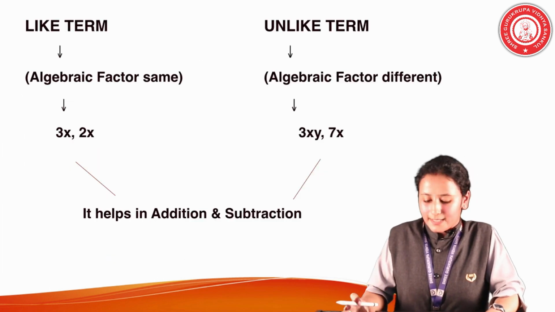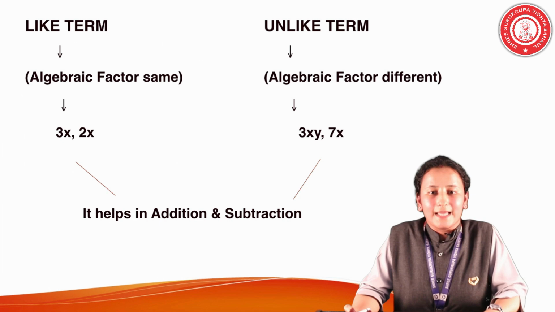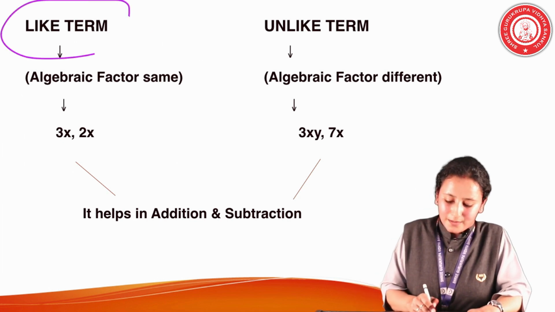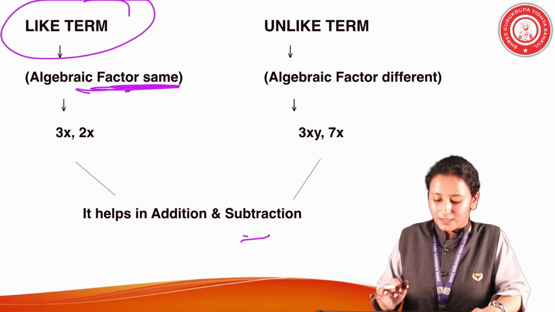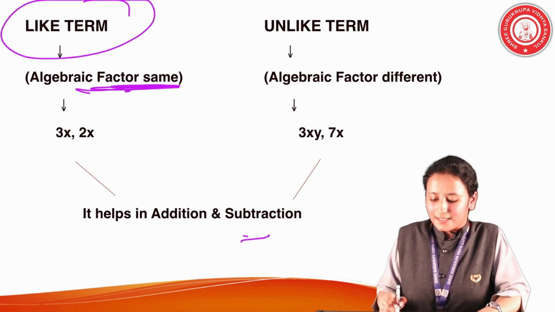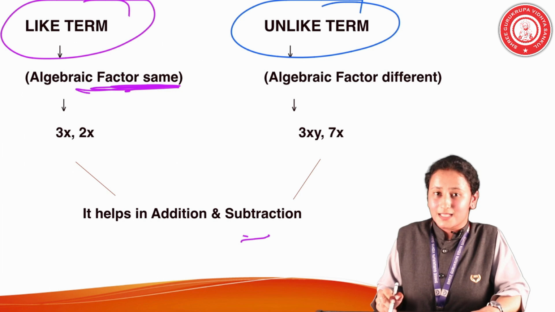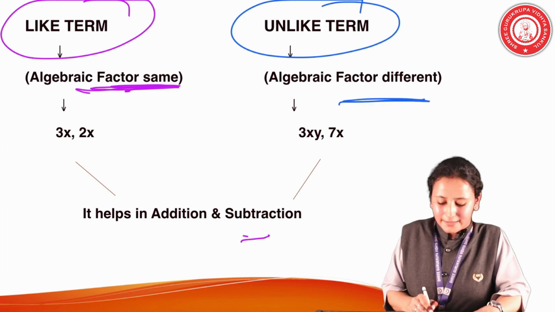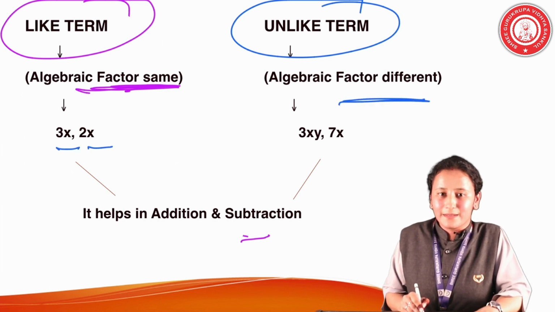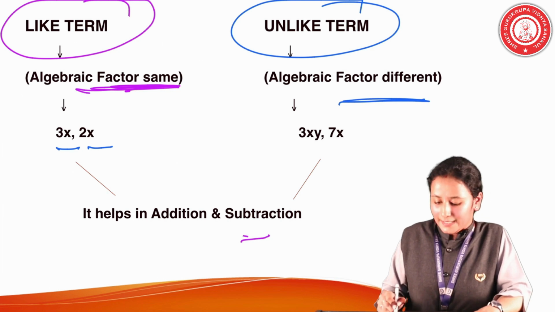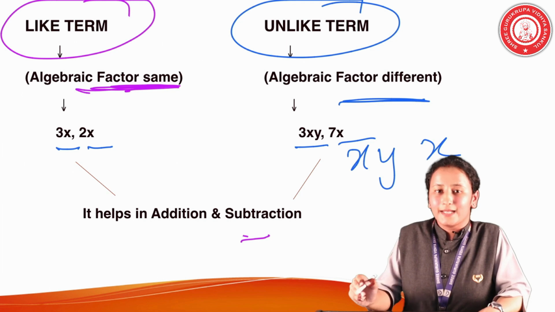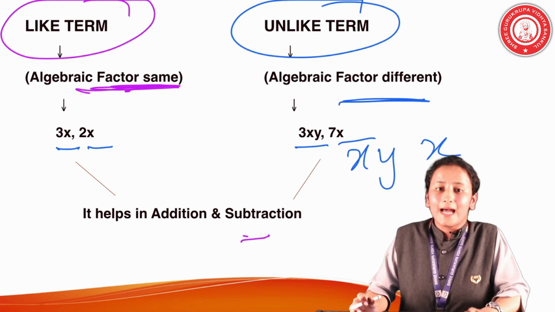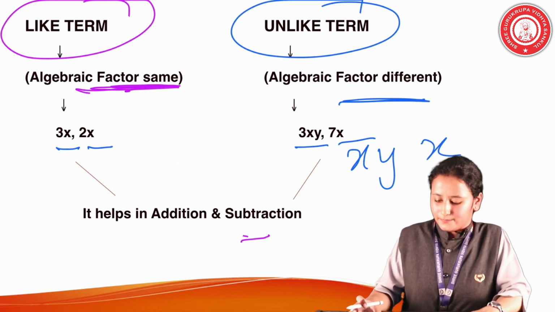Now next topic, like term and unlike term. Like terms are those terms in which the algebraic factor is the same. Come to the next point, unlike term. Unlike terms are those terms in which the algebraic factor is different. Here x, both variables are the same, then it is called like term. In this example, here is the xy and here is the x. Then it is called unlike term. It helps in addition and subtraction.